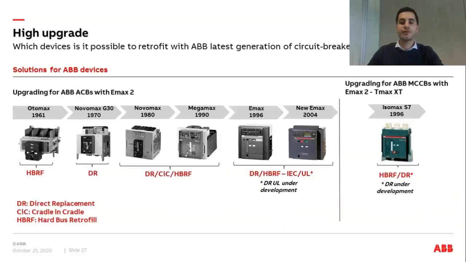So, which kind of switchgear is it possible to upgrade using a retrofitting kit solution? In this slide, you can see the solutions that are available for ABB devices in terms of ReBus retrofit, direct replacement, and cradle in cradle, from the oldest Automax to the Emax and the new Emax. And it's important also to mention that we have solutions for the molded case Emax, Isomax S7.